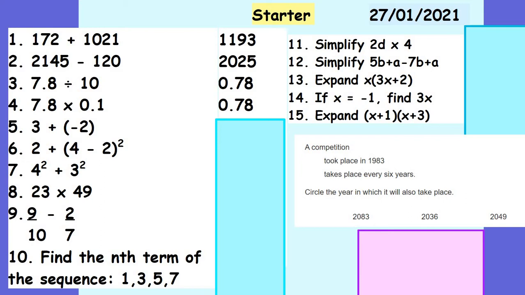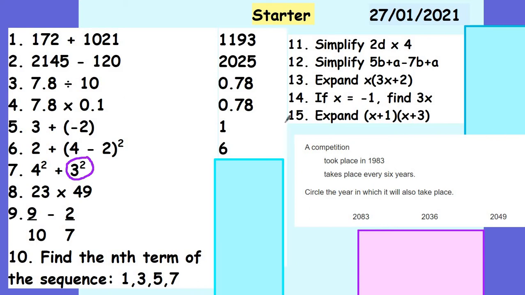3 plus negative 2 is the same as 3 take away 2, which is just 1. For the next one, if I do my bracket first, I've got 4 subtract 2 gives me 2, 2 squared gives me 4, and 2 plus 4 gives me 6. For the next one, 4 squared means 4 times 4, and 3 squared means 3 times 3. So I've got 16 plus 9, which will give me 25.